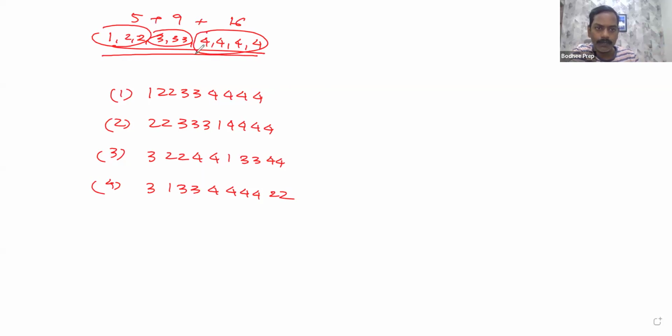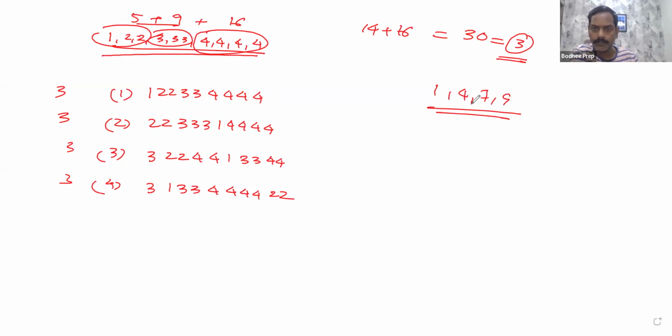Again, we have to add them. So 5 plus 9 is 14. Plus we have to add 16, so it comes out to be 30. Again, the digital sum would be 3. So can I say the digital sum in each of the cases is 3? So for a perfect square, the digital sum has to be among these. Is it anything among 1, 4, 7 or 9? In each of the cases, the digital sum is 3.